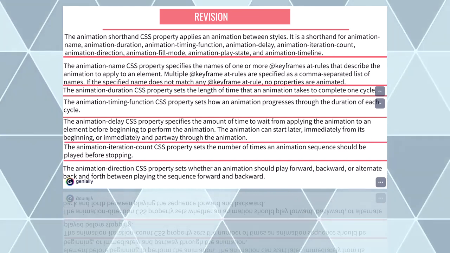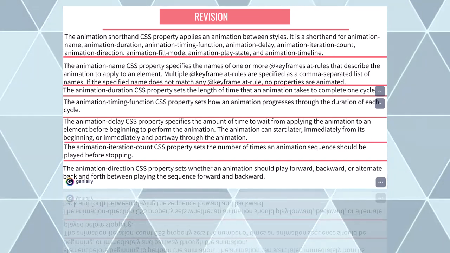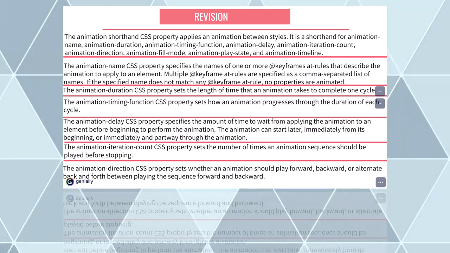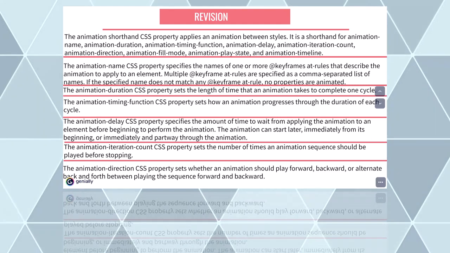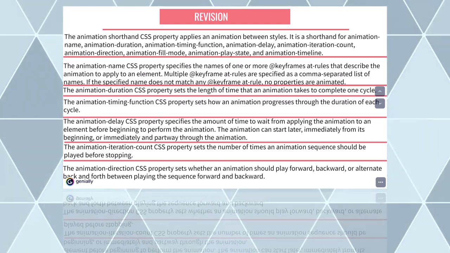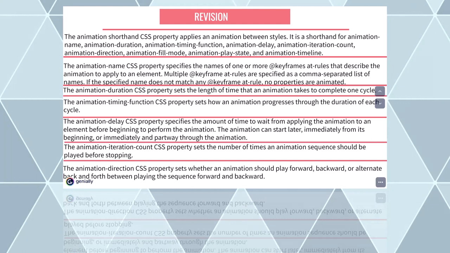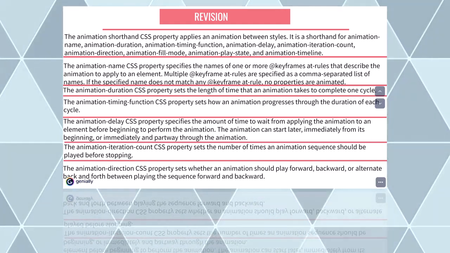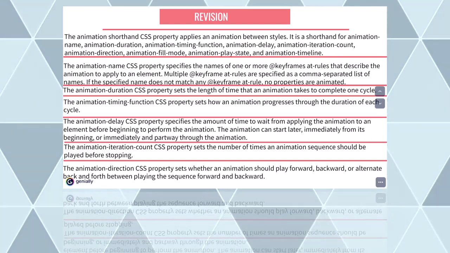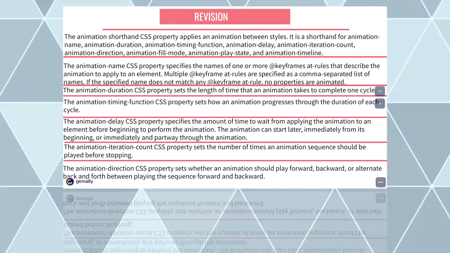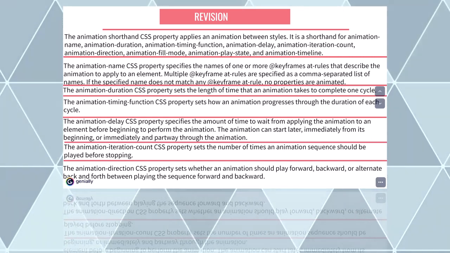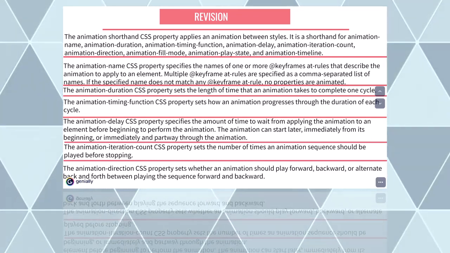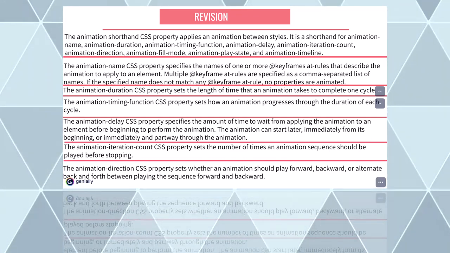Cindy, can you read the next line? The animation duration CSS property sets the length of time that an animation takes to complete one cycle. Do you understand it? My understanding is that you can set the time of your animation. For instance, if you're going to change the background color of an element, you can set it to 1 second before it changes to another color. But it's only going to happen once. It's a complete, like, one cycle.